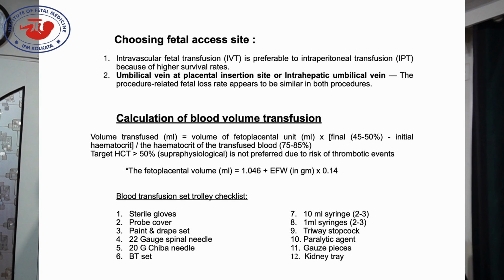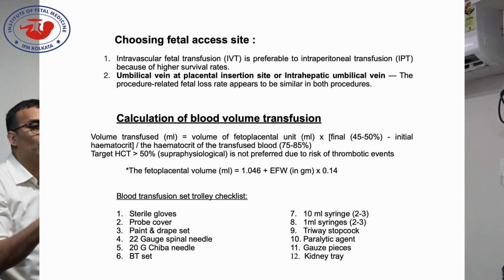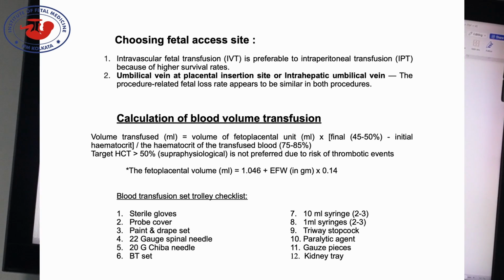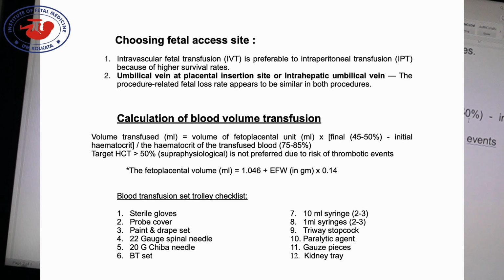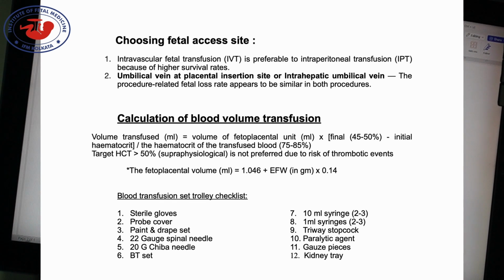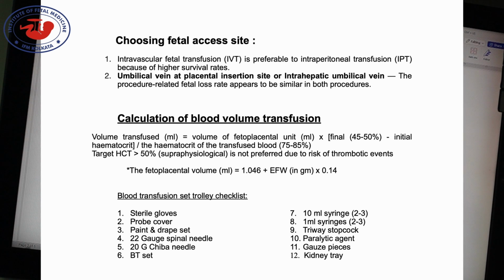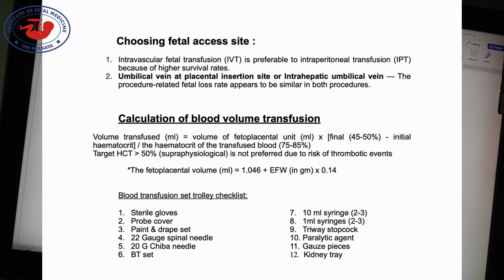So this multiplied by final. Now what is final? Final hematocrit: at what hematocrit in the fetus do you want to close the procedure? Suppose you have checked and got a hematocrit of 10 in the fetus. At what point do you want to stop the procedure? That is your closing hematocrit. So your closing hematocrit is around 45 to 50%. This is fixed. Some people take 55% also, not desirable. 45 to 50% is good enough.